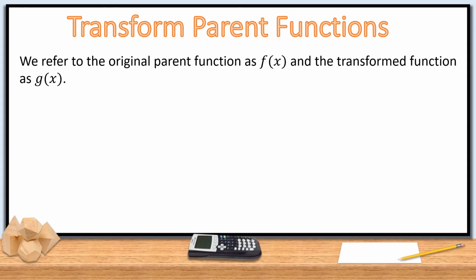So the original function is the parent function. We've talked about that a couple of times, and then the transformed function is g of x. So the parent function is your input, g of x is your output, your pre-image and your image.